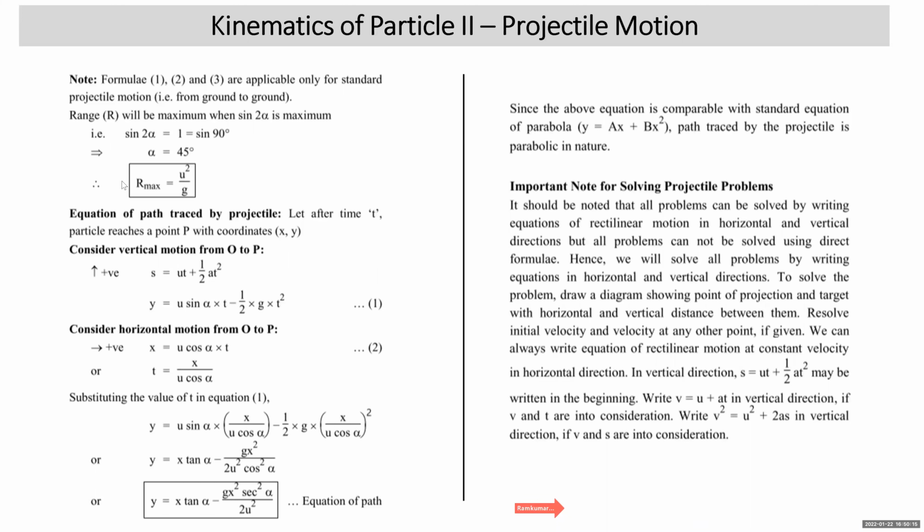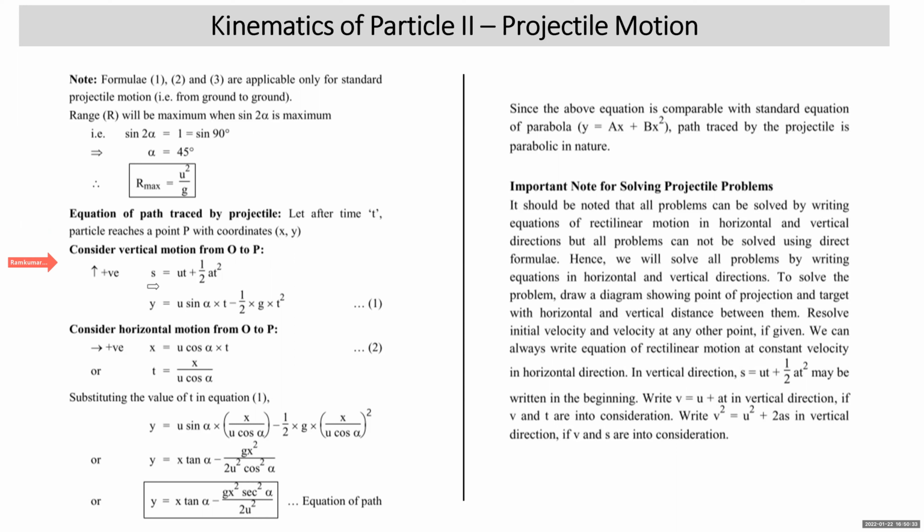Now, all this is maximum range, what I have already explained to you. Now, equation of path traced by the projectile. Let after time t, particle reaches a point P with coordinates x and y. Now we consider vertical motion from O to P. When I consider vertical motion from O to P, again, vertical component of velocity at O is u sin alpha upward.